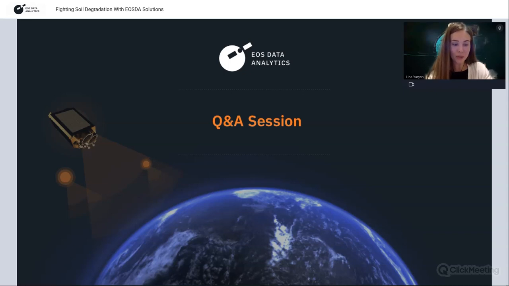What is the depth of soil analysis in meters? Oh, it's more than one, it's like 1.5 meters. And then you need to analyze every layer, every 10 or 20 centimeters of the soil.